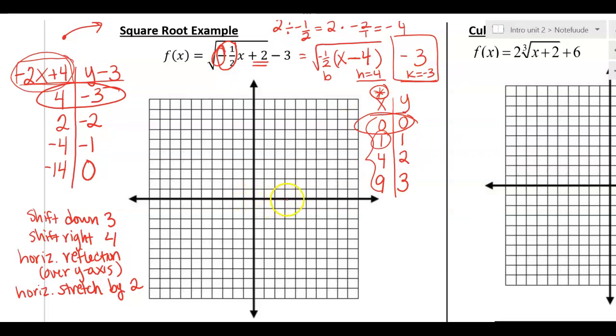So I'm going to plot 4, -3, and know that that one's my end point, and then I'm going to plot the other points and try to follow those. So 2, -2, -4, -1, and -14, 0 would be further than my graph goes. So something like this.